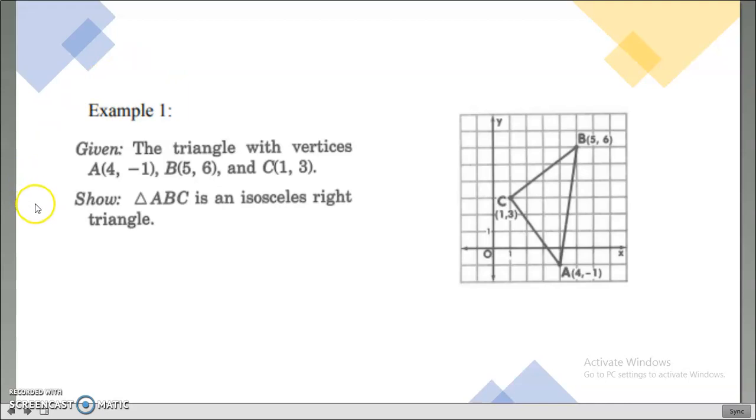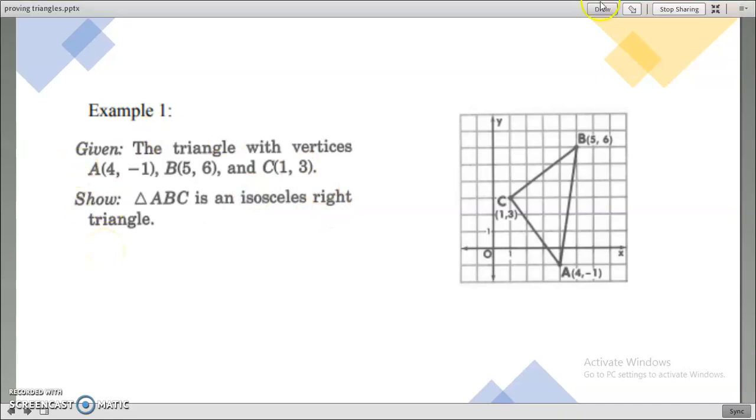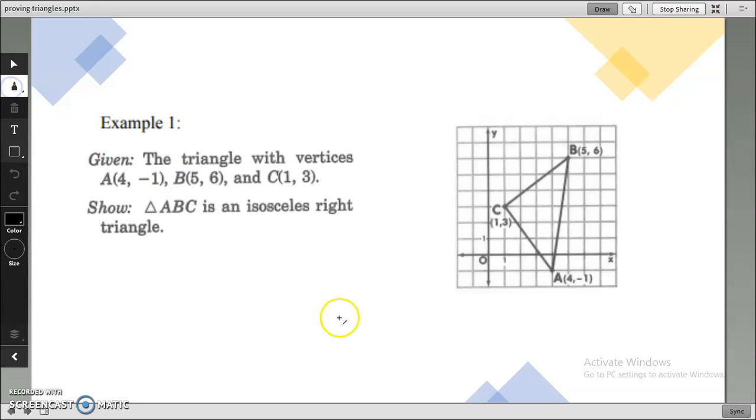We are given the triangle with vertices (4, -1), (5, 6), and (1, 3). Show that the triangle is an isosceles right triangle. So first of all, what does that mean? For it to be an isosceles right triangle, two sides have to be congruent and we have to have a right angle in there. So the first thing I want to show is that right angle.